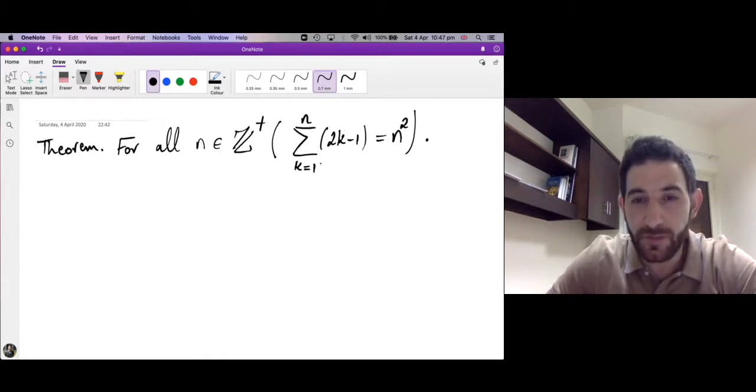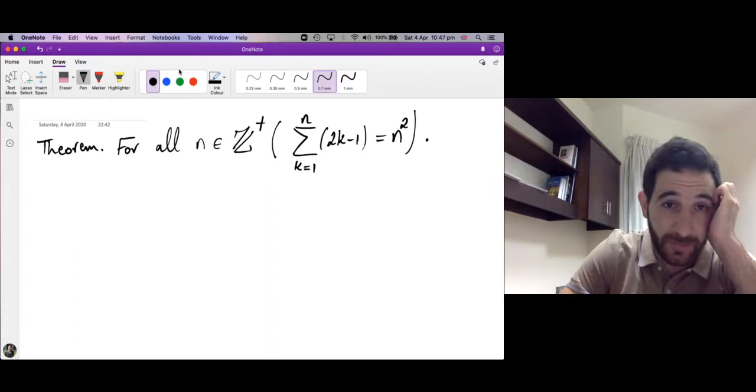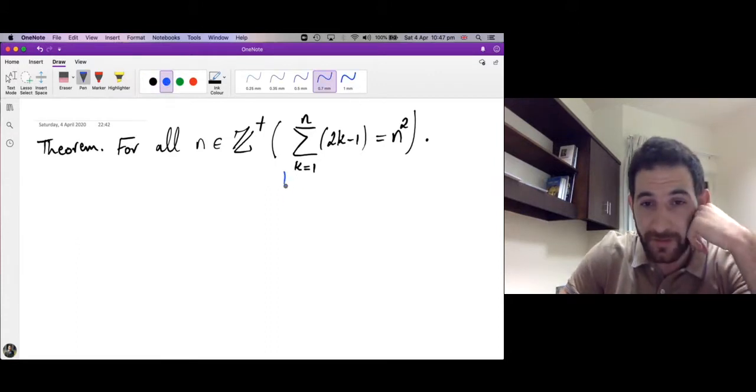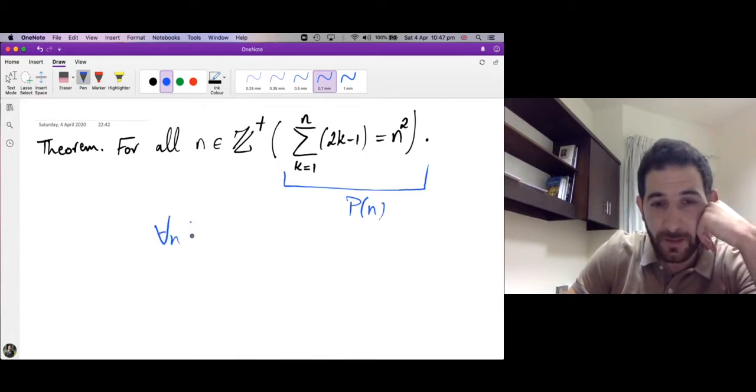What is this property? Look, what is 2k minus 1? It is an odd number. This summation says that if you sum the first n odd numbers, then you will get n squared. So to understand this, this is the property P of n.